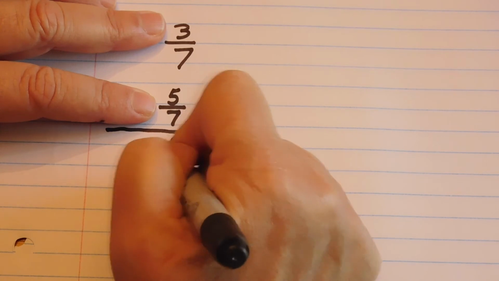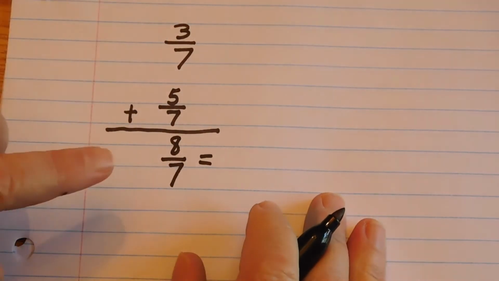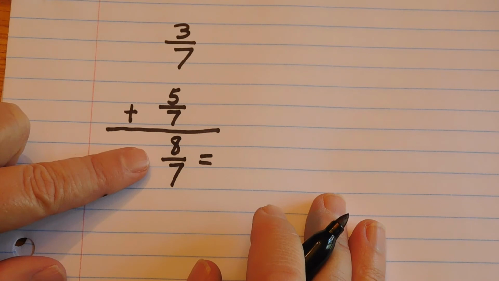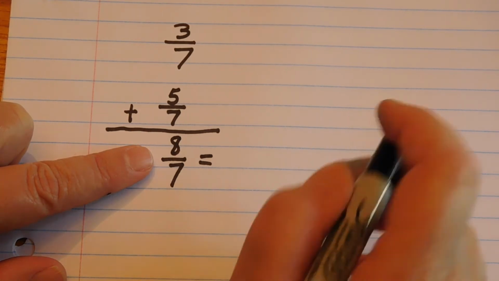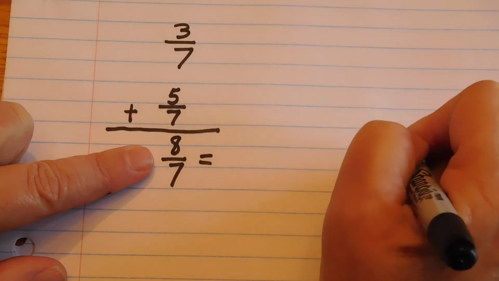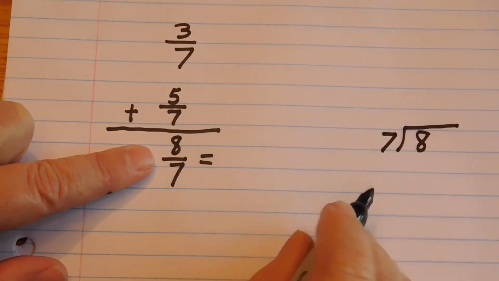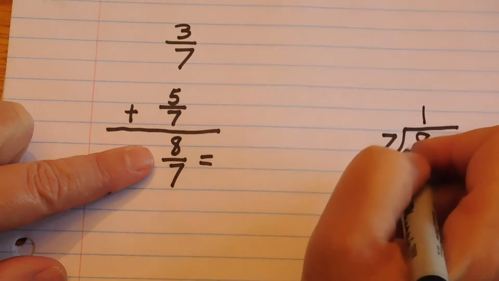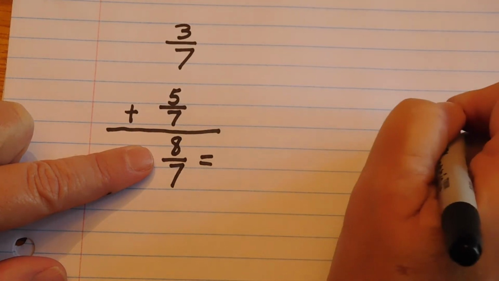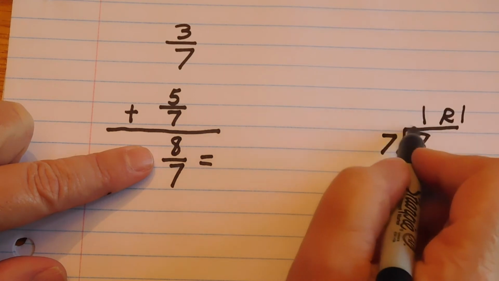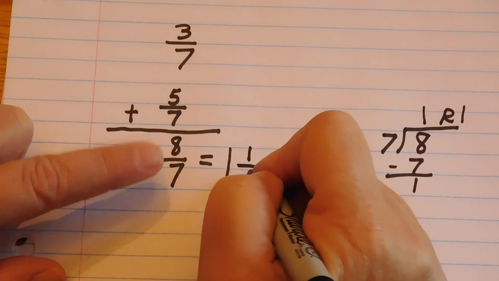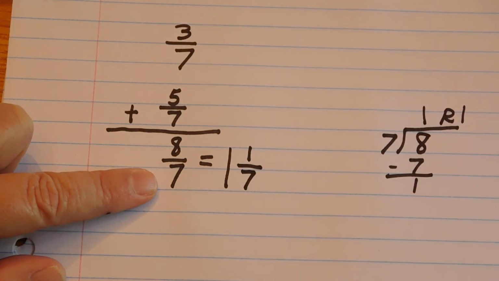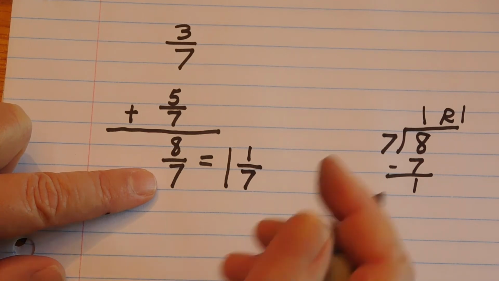So if we have 3/7 and 5/7, we add the 3 and the 5 together and we get 8/7. Now, you'll notice that that's an improper fraction. We talked about that a few weeks ago. And if you have an improper fraction, you have to reduce it. And the way you do that is it's 8 divided by 7. And if you can do this in your head, that's fine. 7 will go into 8 one time, remainder 1. So the answer becomes the whole number. The remainder becomes the numerator. And the denominator stays the same. So 8/7 is the same as 1 and 1/7.